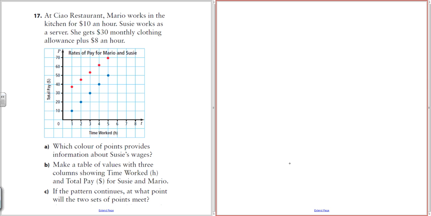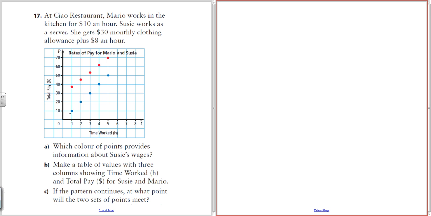17, section 9.1, grade 8. At Chow Restaurant, Mario works in the kitchen for $10 an hour. Susie works as a server and she gets $30 monthly clothing allowance plus $8 an hour. Question A says, which color of points provides information about Susie's wages?